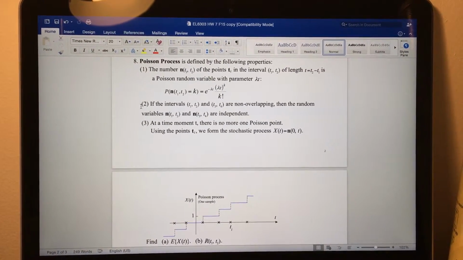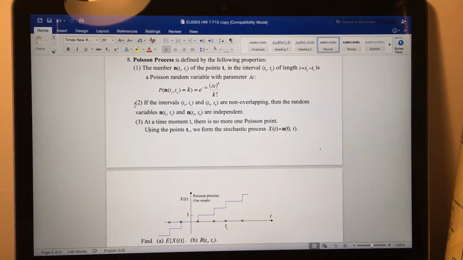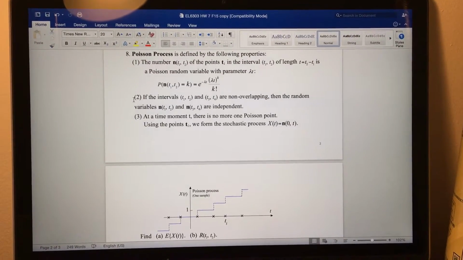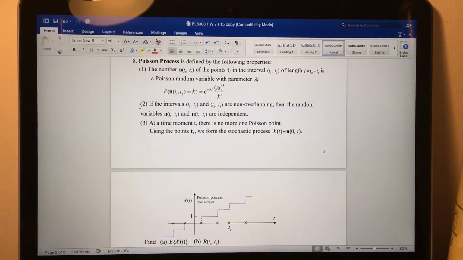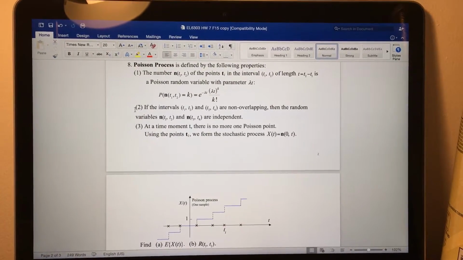Here's the solution to question 8 of homework 7. There are two problems to solve. Let's begin. The first problem is finding the mean of X(t).